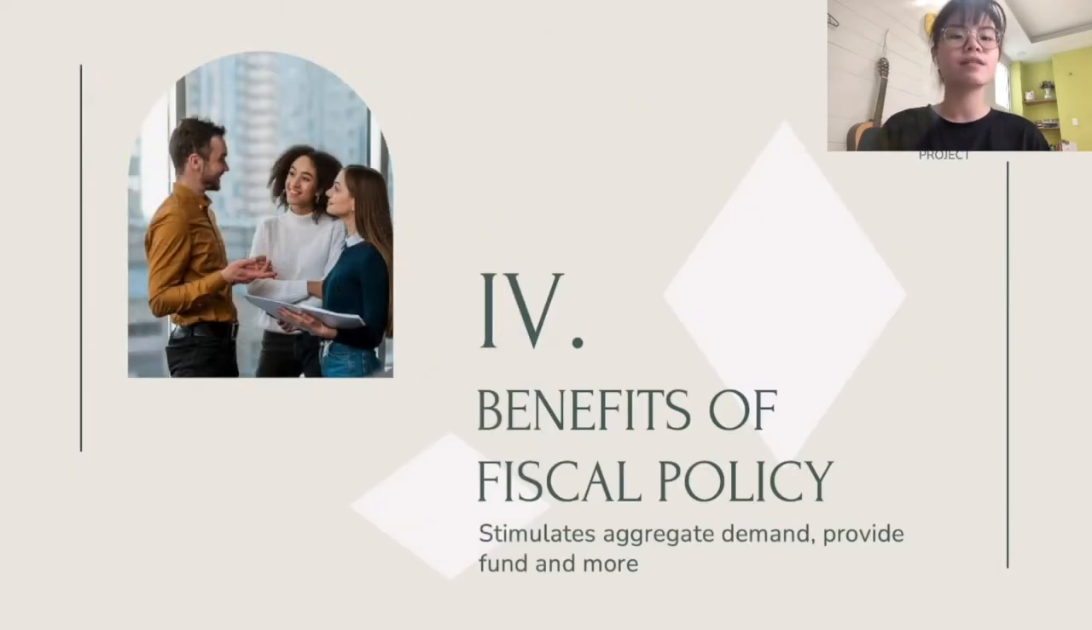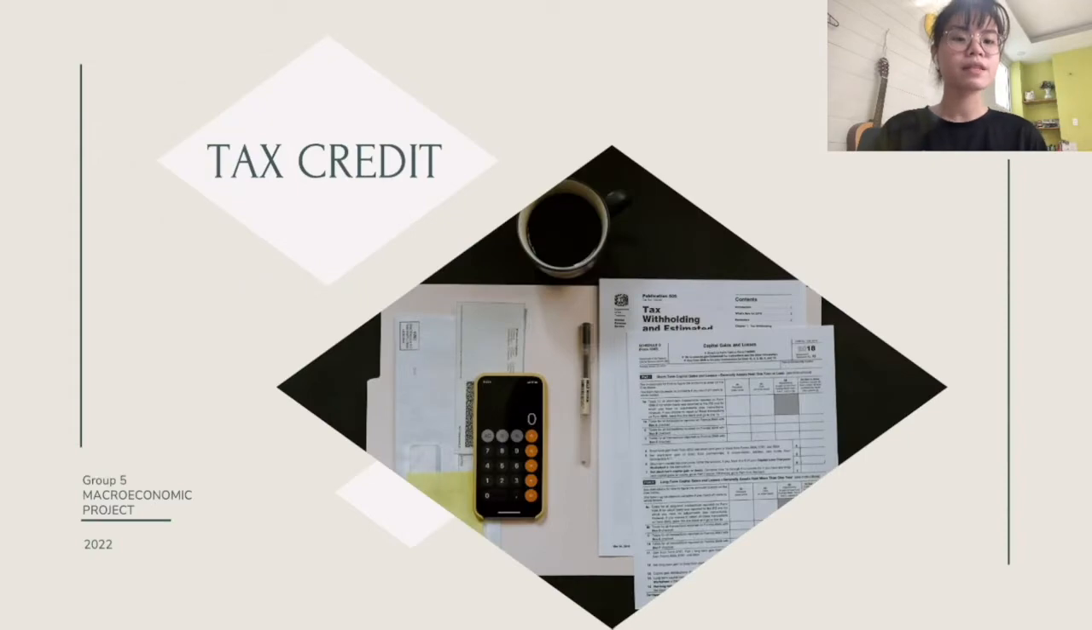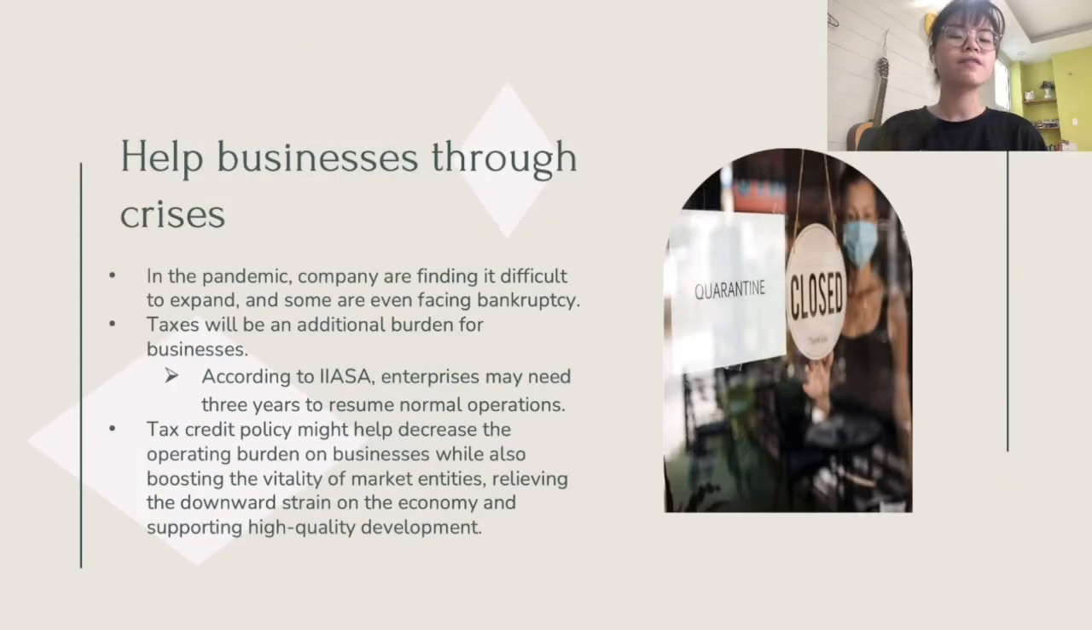In such a difficult scenario, our group found that fiscal policy can help stimulate aggregate demand, provide funds, and more. First, let's take a look at the tax credit. In the context of the pandemic, companies are finding it difficult to expand, and some are even facing bankruptcy. Taxes will be an additional burden for businesses in such a difficult environment, forcing many to abandon the industry. According to IISA, enterprises may need 3 years to resume normal operations following an economic slump induced by the lockdown restrictions. During the COVID-19 pandemic and the economic downturn, tax credit policy may have decreased the operating burden on businesses while also boosting the vitality of market entities, relieving the downward trend on the economy and supporting high-quality development.